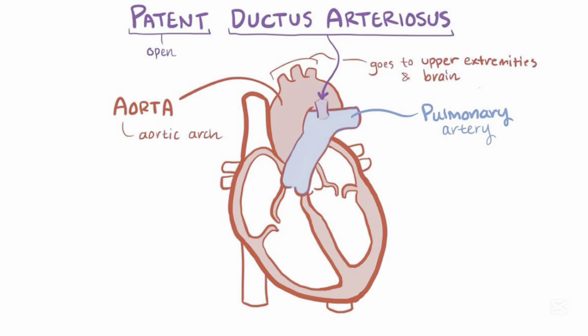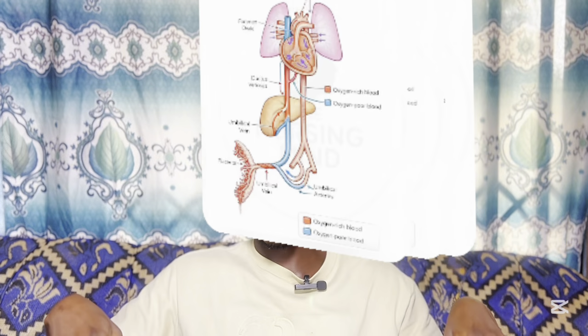So the lungs have nothing to do at this point. So it tells the blood, now, since you can't get to the lungs, go straight into the aorta. So now the ductus arteriosus links the pulmonary artery to the aorta. So from the pulmonary artery straight, the blood goes into the aorta and begins to circulate around the body.